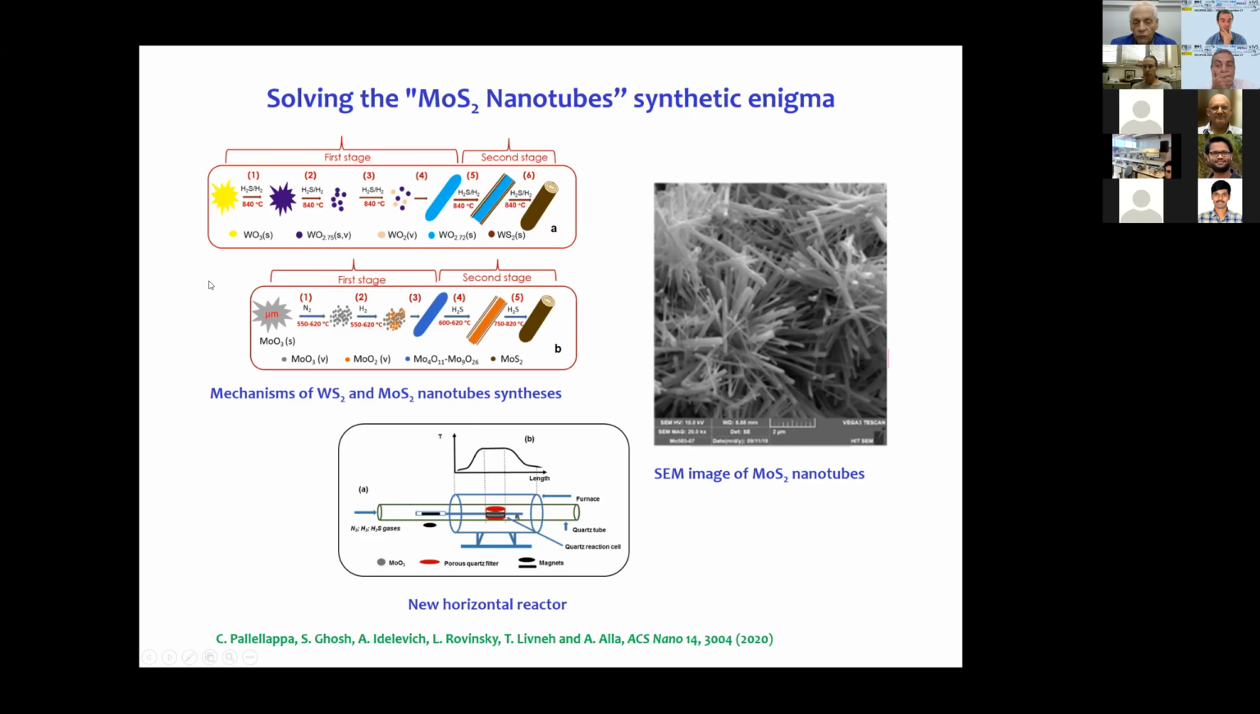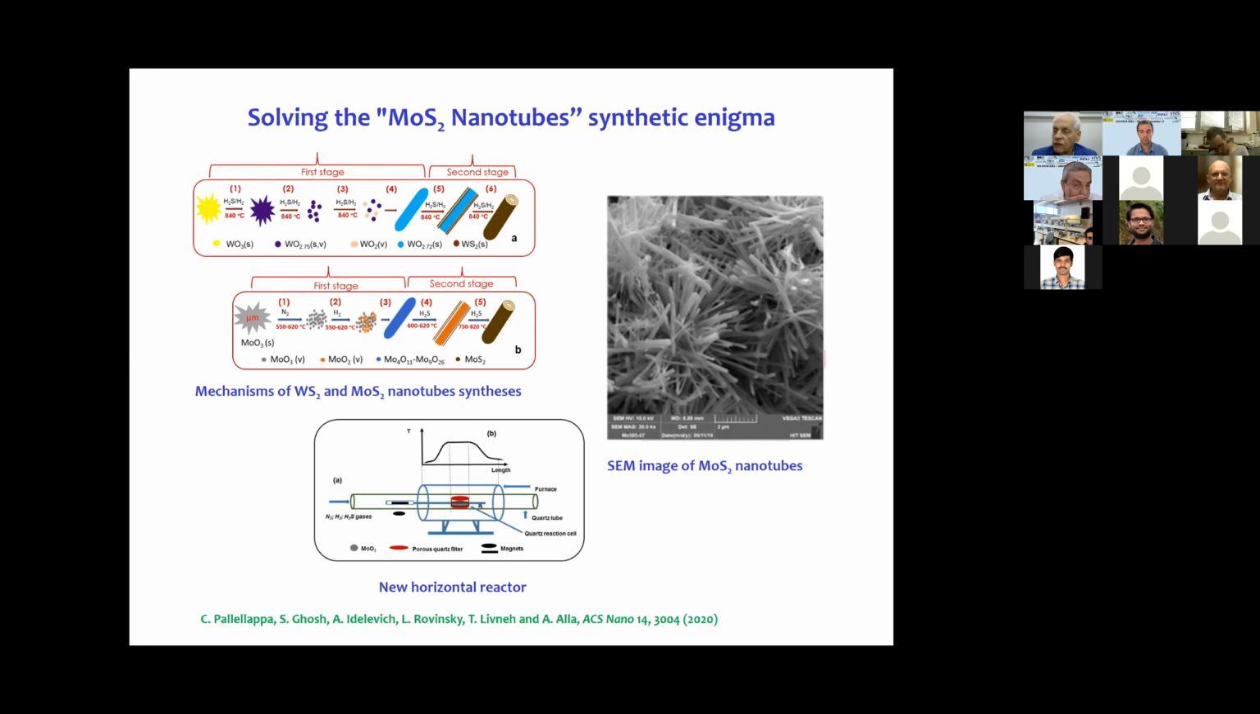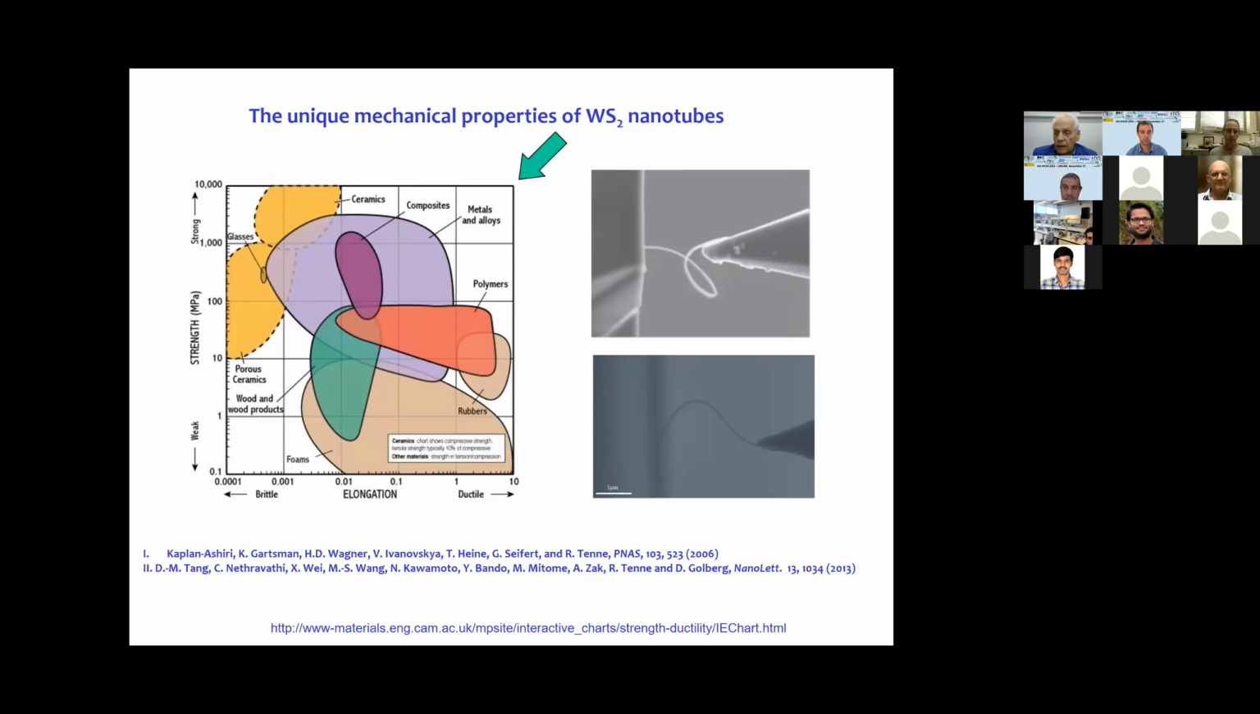She did it also for molybdenum disulfide. This is a remarkable work, but here, because molybdenum oxide is not stable as a nanowhisker, she had to go to different temperatures. She did it at different temperatures and different flow regimes. So this work was actually the first time that macroscopic amounts of molybdenum disulfide nanotubes were obtained in a process that can be scalable. And now I'll go immediately to the mechanical properties of nanotubes.